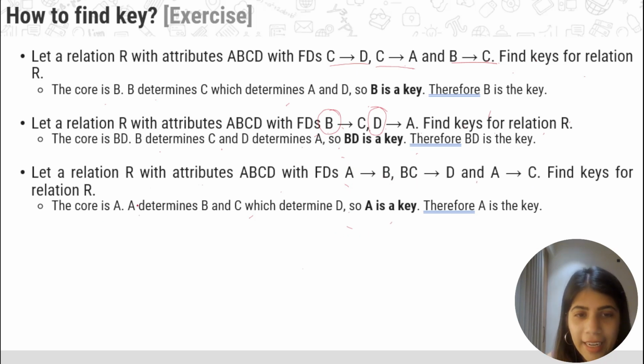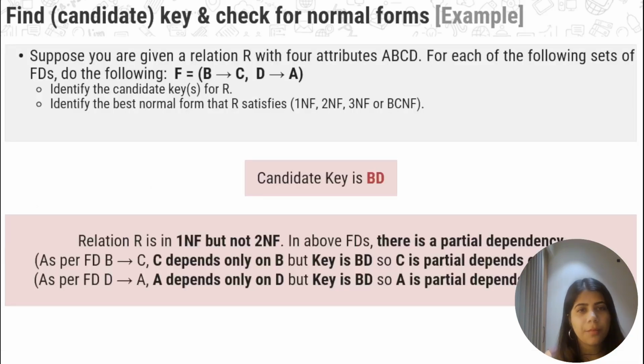The core is A because A can determine B and C can determine D, and A can also determine C. So the core is A. A is our key. Let's look at the next example.